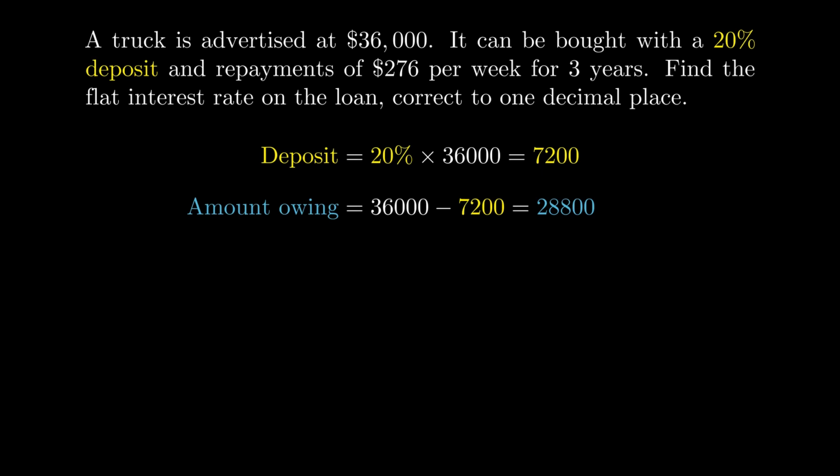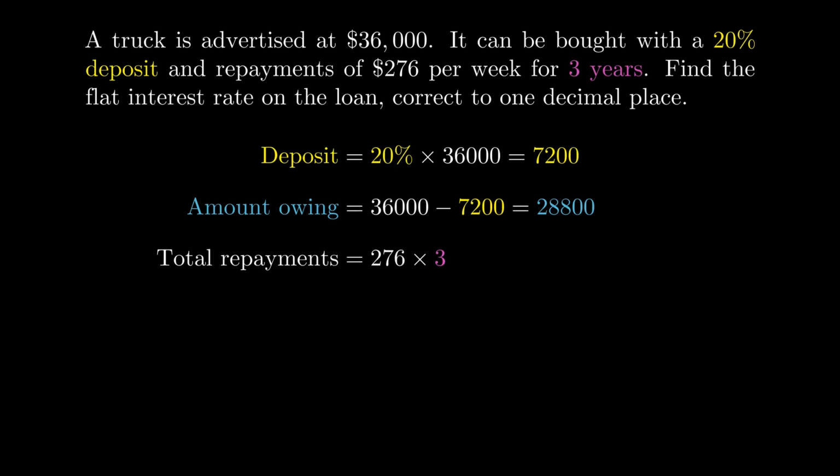Okay, so we want to know how much interest we're paying now, but the information given in the question actually tells us the exact amount we're repaying over time. So we need to calculate the total repayments we make over time. That's given to us in that phrase $276 per week for 3 years. So each payment is $276, but how many of these $276s do we need to pay? Well, it's for 3 years.